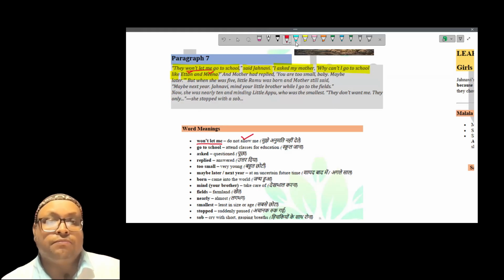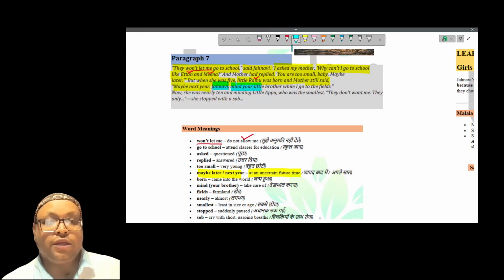Now, the mother had replied, "You are too small, baby. Maybe later." Later you can do. Now, "maybe later" means at an uncertain future time, maybe next year, later on. "But when she was 5, little Ramu was born, and mother still said, maybe next year." Now Ramu was born, another sibling, and that time also mother told, next year.